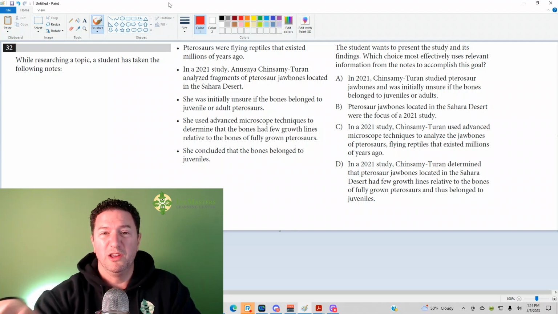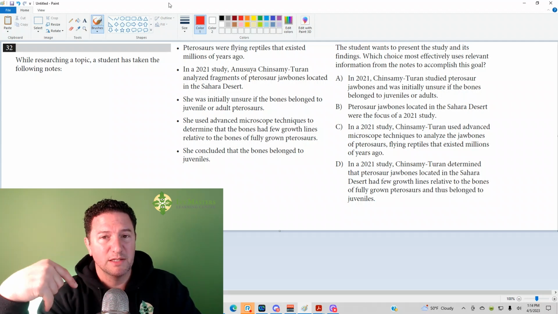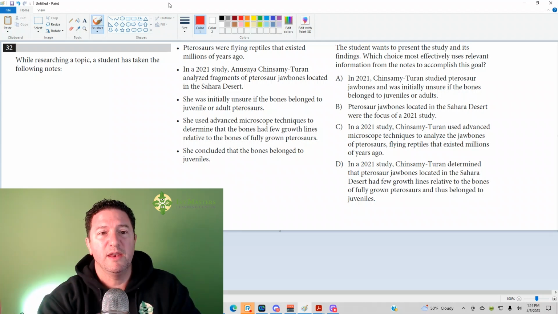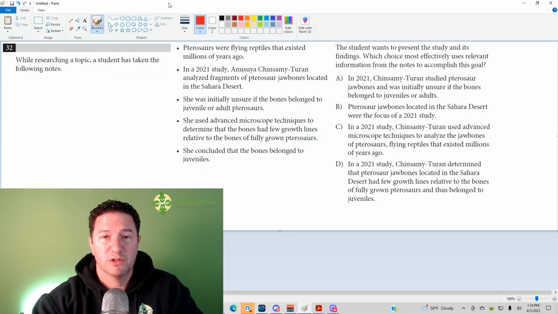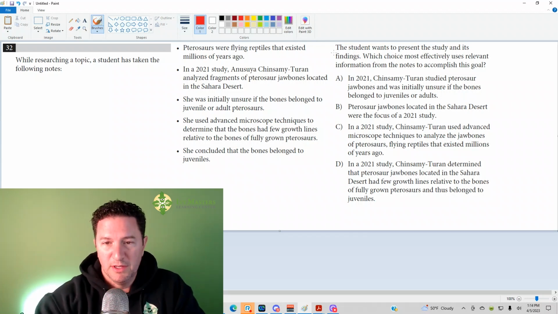So, after you read, it's a good idea to process it, go through in your head what was stated there. So, she finds the bones of pterosaurs. She's not sure if they're adults or juveniles, and she used a microscope technique to see that there are fewer growth lines, so she concludes that they're juveniles. Fantastic. You read the question.